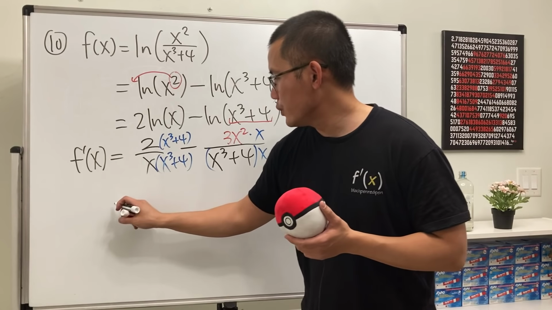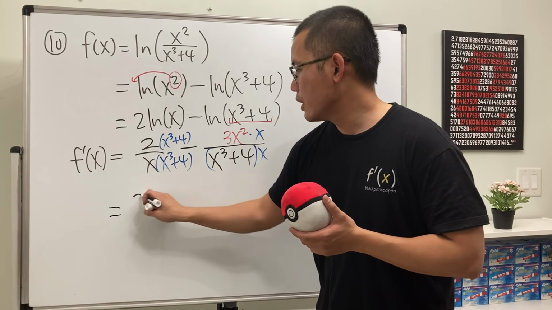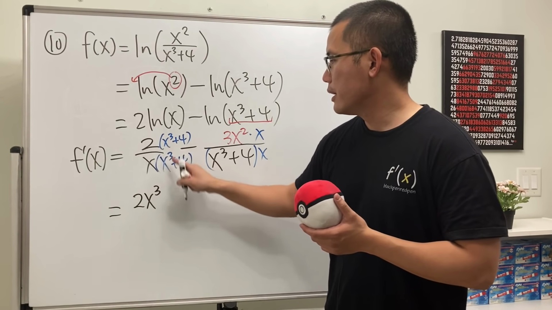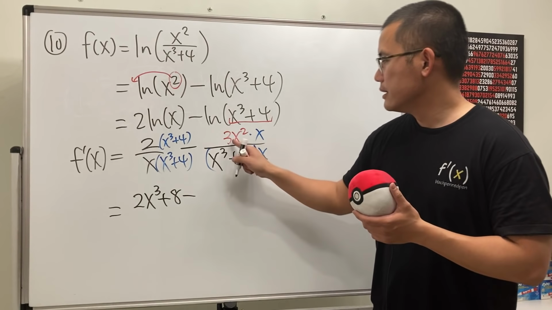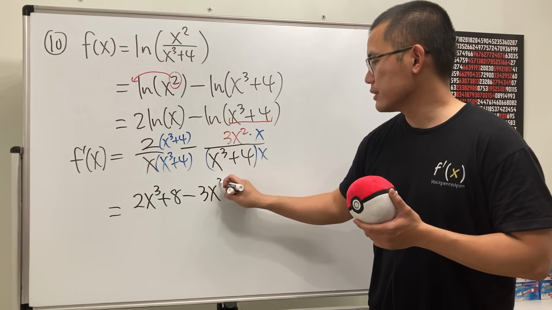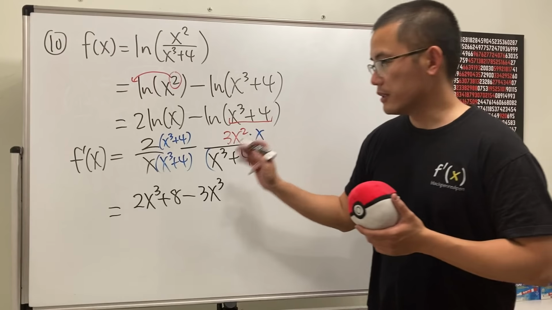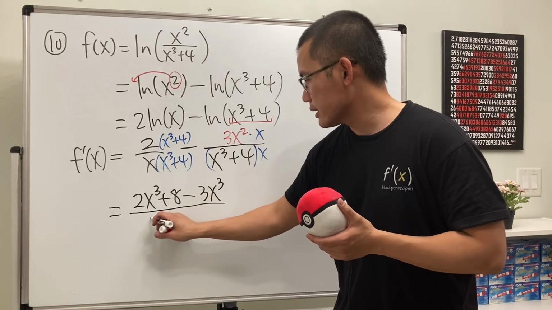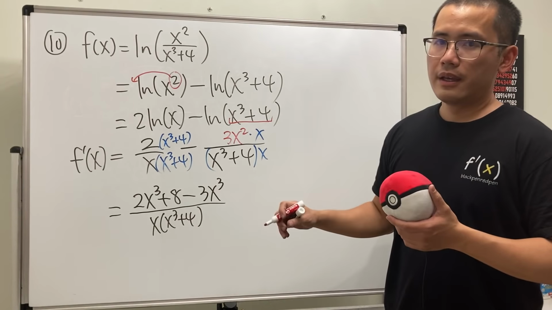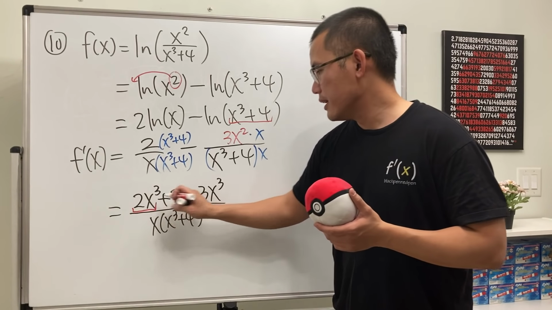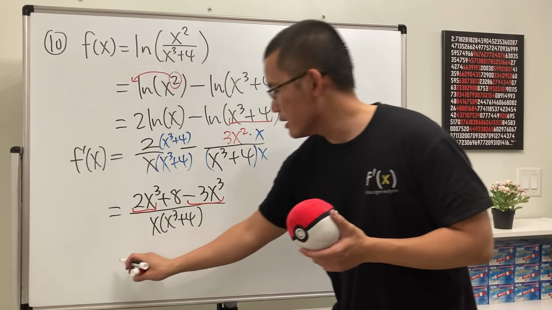Alright, let's see, we are going to get this times that, 2x to the third power, and then 2 times that is plus 8, and then minus this times that, which is 3x to the third power, and over the same denominator, so x times x to the third power plus 4. Finally, ladies and gentlemen, this and that can be combined.